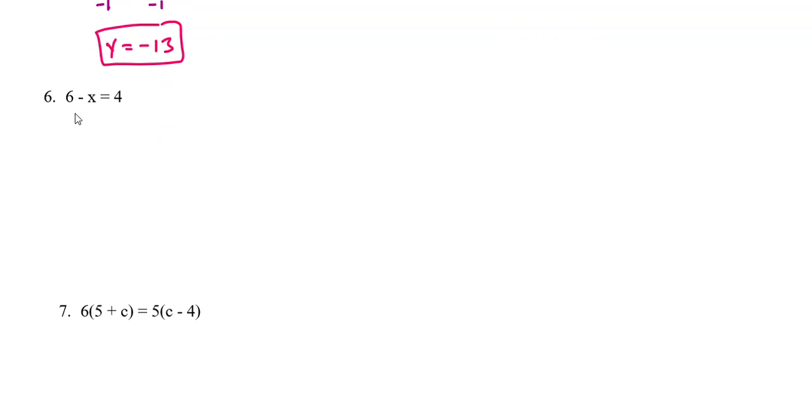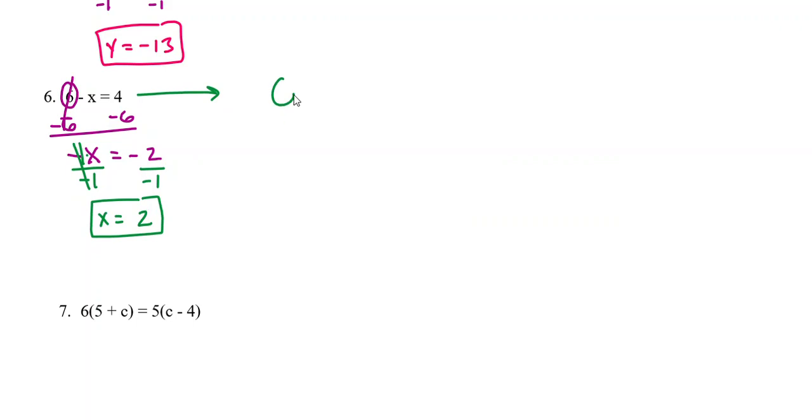6 minus x equals 4. It seems fairly straightforward. This again is that trick question where the 6 is being added or subtracted with the x. It looks like it's subtraction, 6 minus x, but the 6 itself is positive. So we're going to subtract 6 from both sides. 6 minus 6 is 0, minus x is negative x. And 4 minus 6 is negative 2. Then we'll divide by the thing being multiplied by x. Well, it's negative 1 times x, so we're going to divide by negative 1. And that gives us x equals 2.